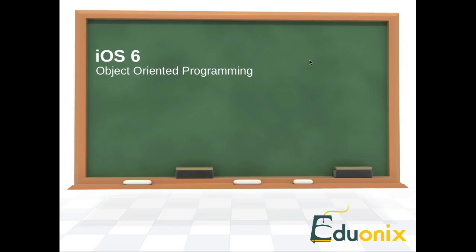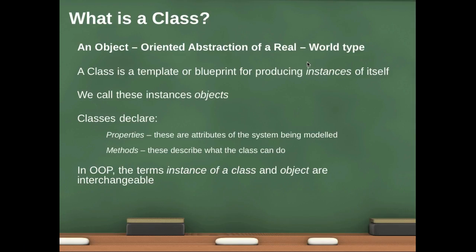We're going to begin our discussion of object-oriented programming with the concept of what a class is. A class is an object-oriented abstraction of a real-world type or idea. A type can be a thing, like a car, or it can be an idea, like an account.